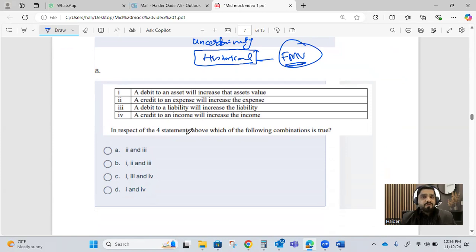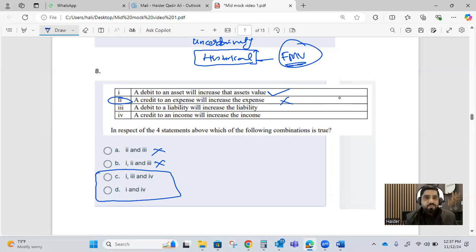In respect of four statements above, these are four statements. Which of the following combinations is true? Okay. A debit to an asset will increase the asset value. Yes, it is true. I agree with this because the increase in the asset is debited, decrease in the asset is credited. A credit to an expense will increase expense. That's wrong. This is totally wrong. Now, elimination method, try to use this. Option 2 is wrong. Option 2 is here. This option is eliminated. Option 2 is here. This option is eliminated. Option 2 is not in C and D. Maybe one of the possible answers is C or D. Let's see. It means we eliminated 50% options now.